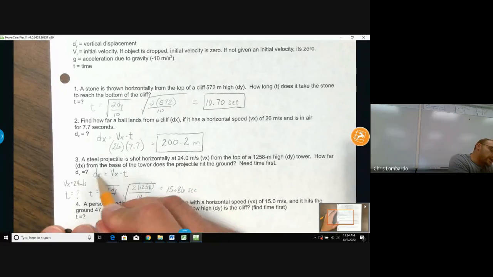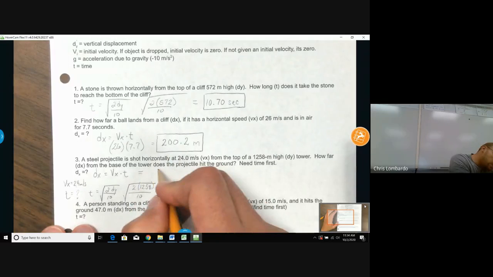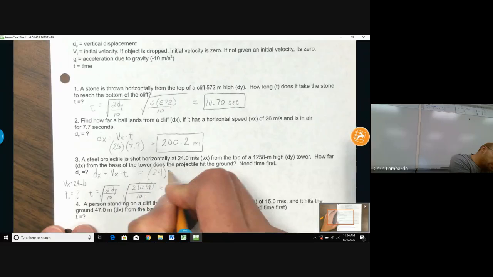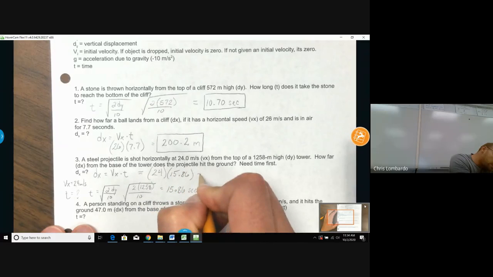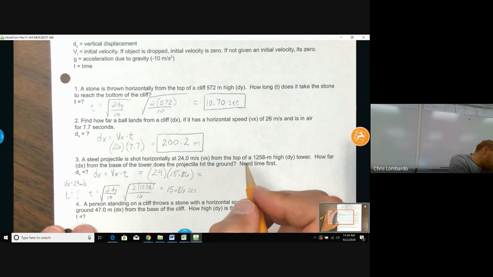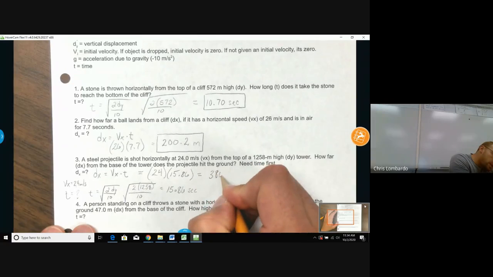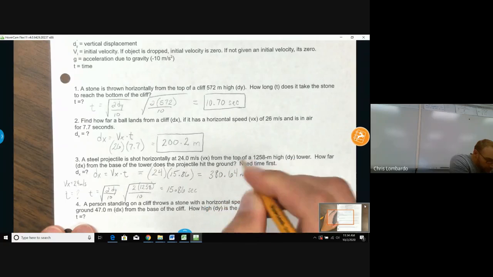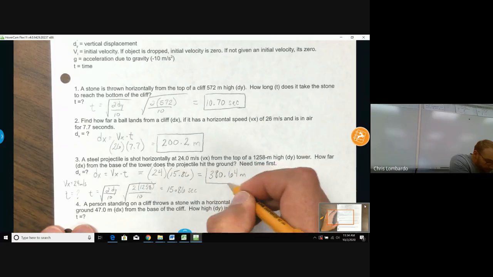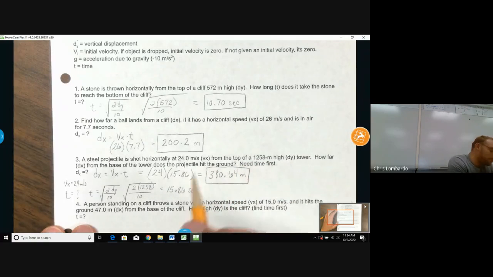So since we now have Vx and T, now we can plop it into our equation. So 24 times 15.86. That is going to crank out an answer here for us of 380.64 meters. Box off that little answer. Shabam.